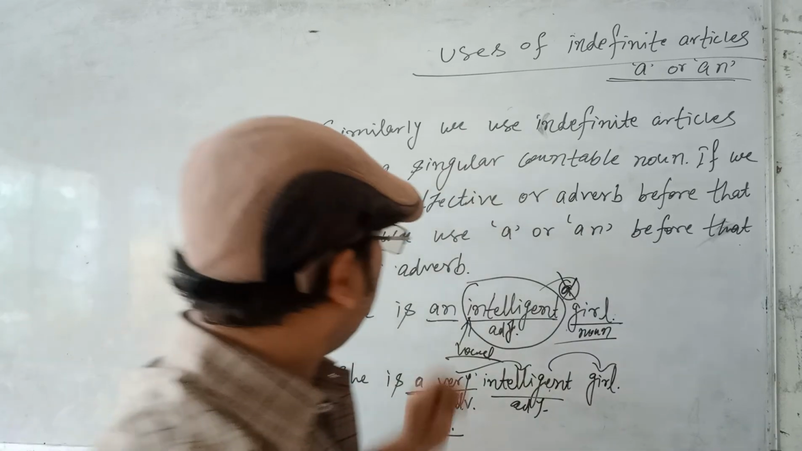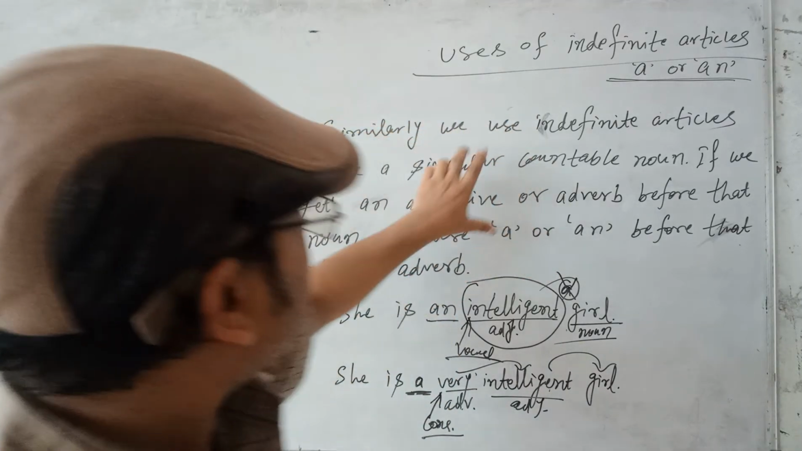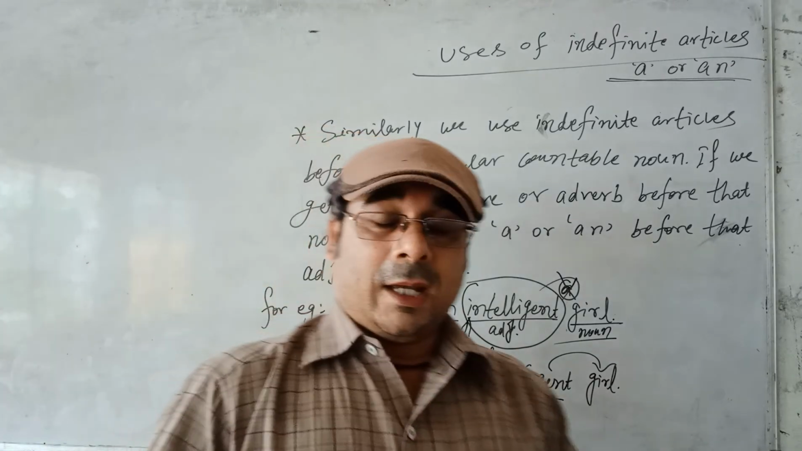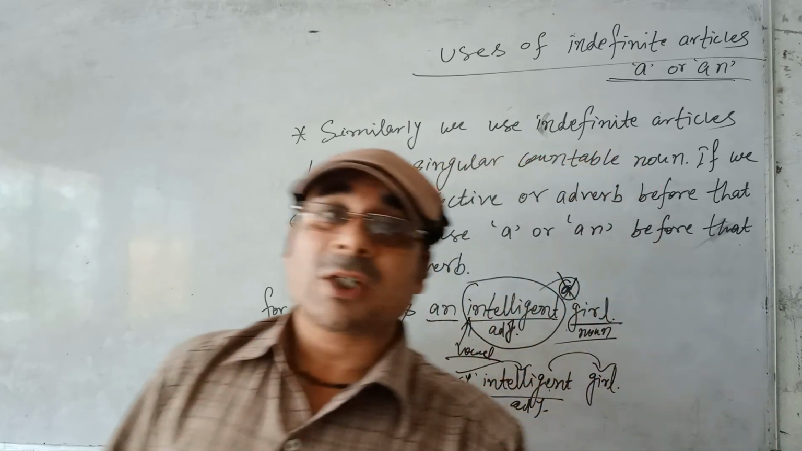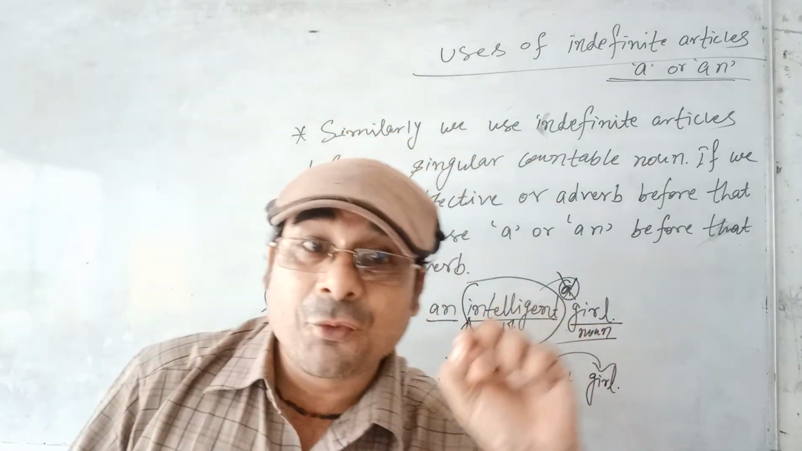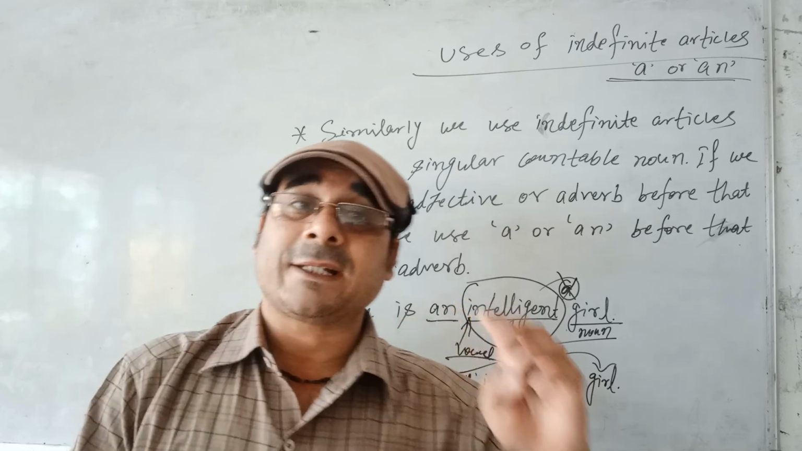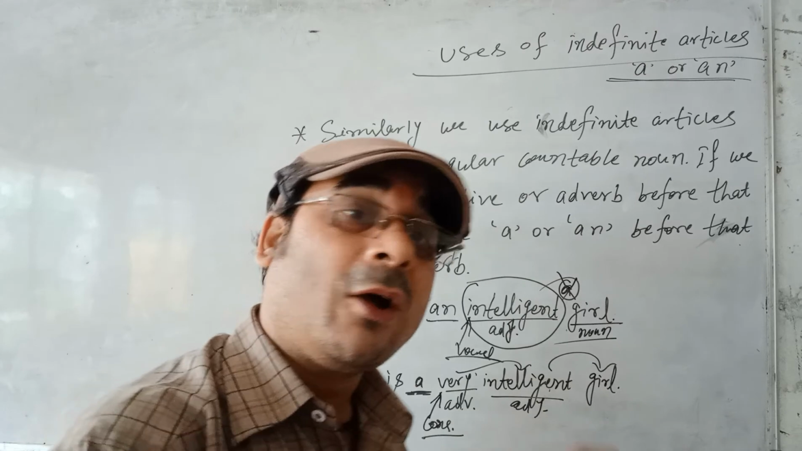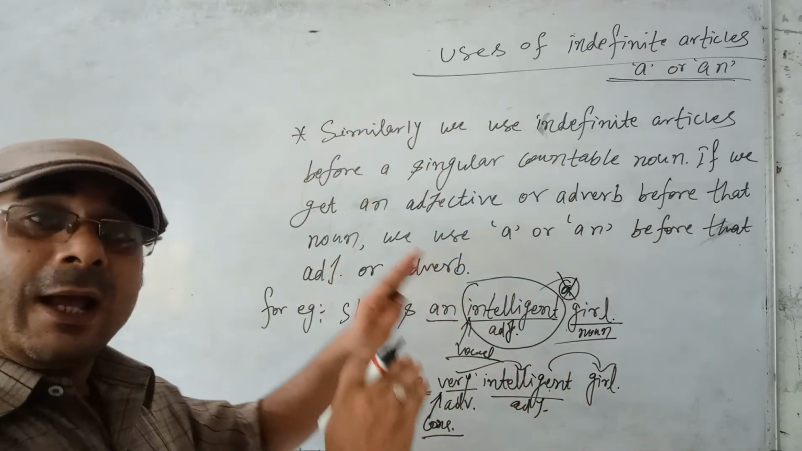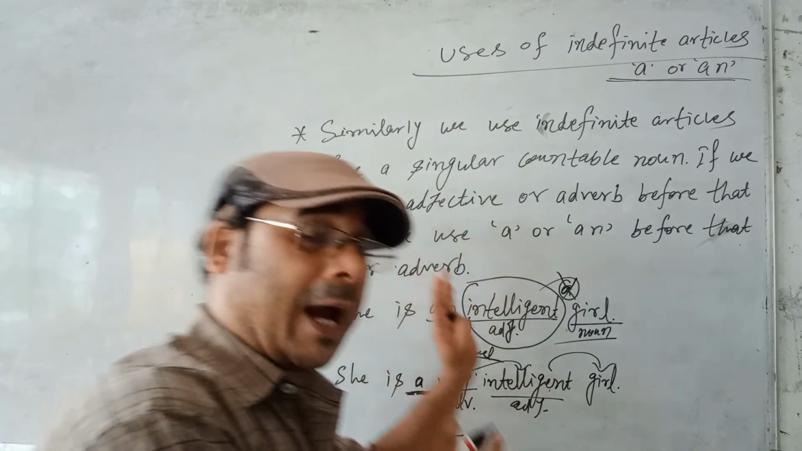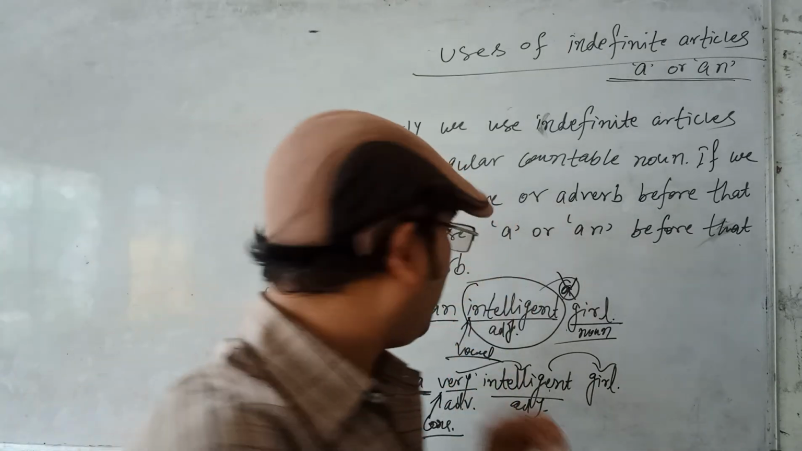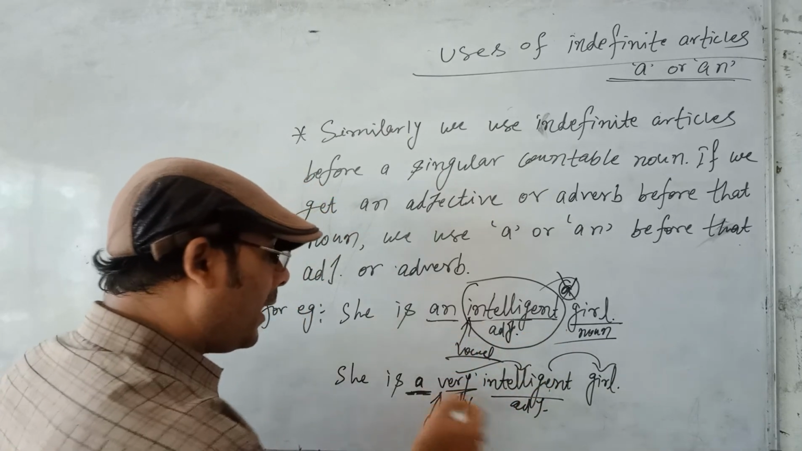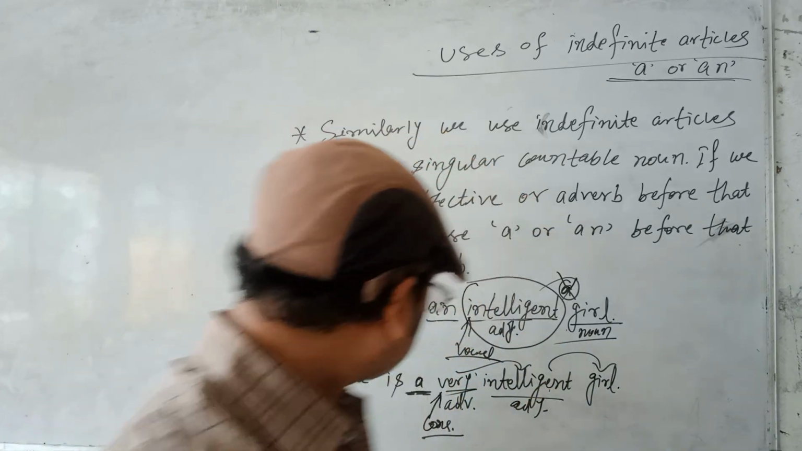So it means we must be clear that a or an is used before a singular countable noun, but if we get any adjective or adverb before that singular countable noun, we use a or an before the adjective or adverb, on the basis of the pronunciation of the adjective or adverb.